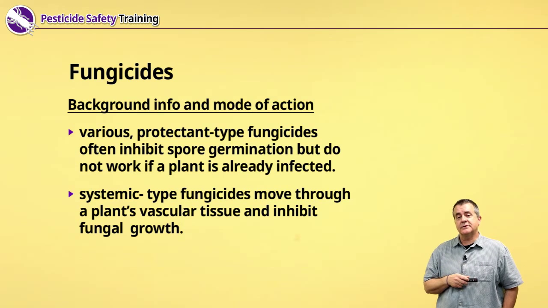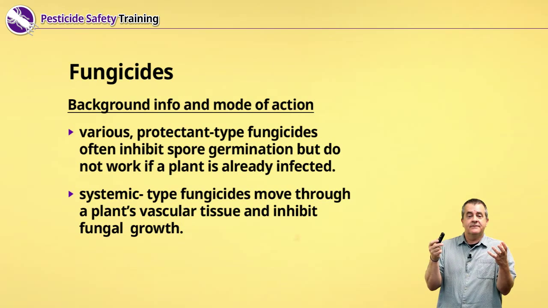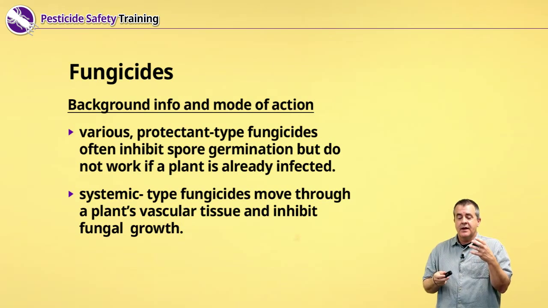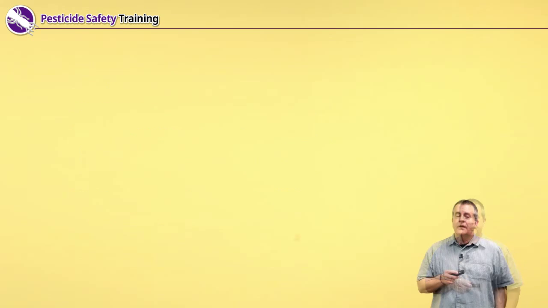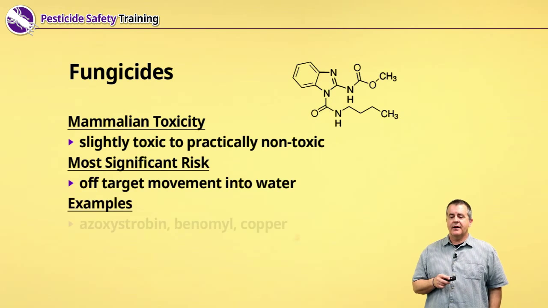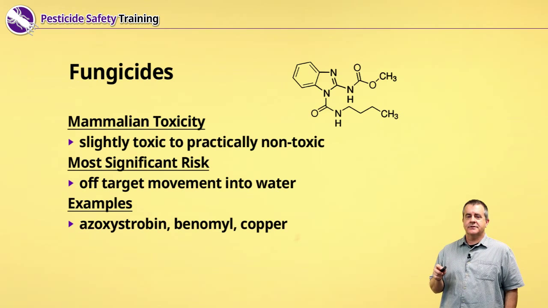The second type is called a systemic type fungicide, and these are translocated or systemic in the plant. They may move through the plant's tissue into the vascular system and inhibit fungal growth. So these might be used later on after the disease symptoms start to show up. Fungicides are not particularly toxic to mammals. They range from the slightly toxic to practically non-toxic.